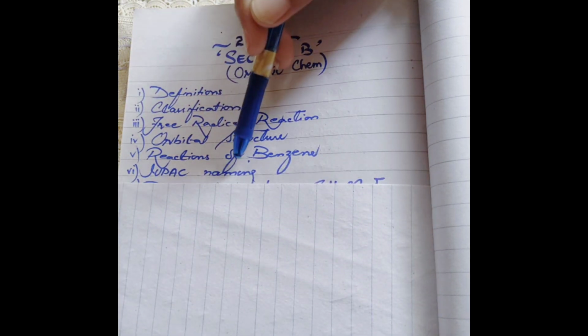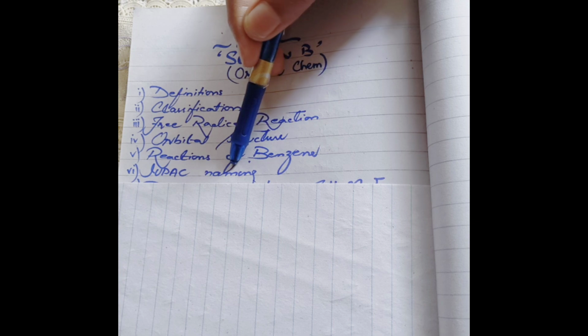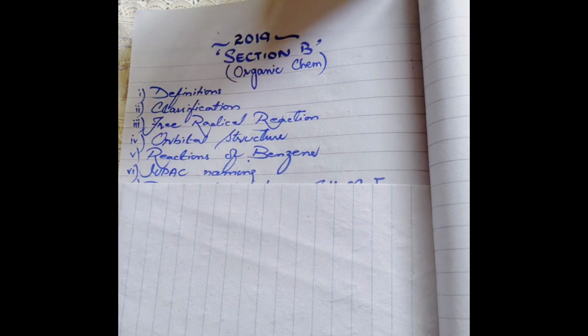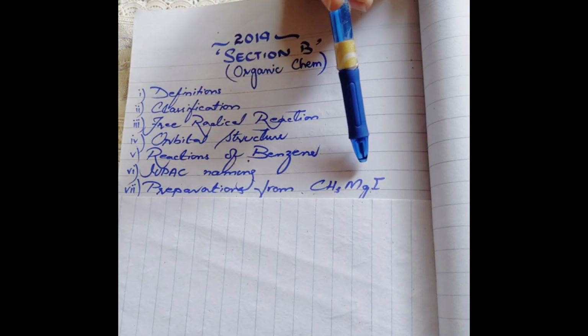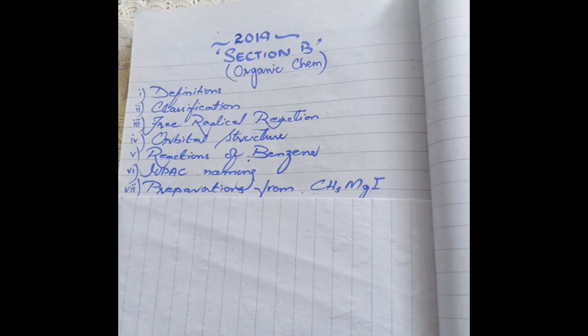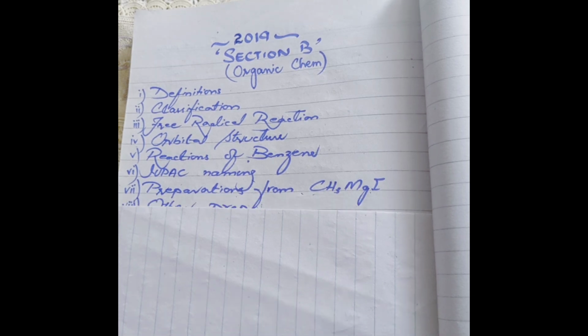Next, we have the IUPAC naming, and this is again so easy. All you need to do is remember a few rules and practice the past year questions, and you'll be good to go. Next, we have the preparation from Grignard reagent. This is something you don't have to worry about, because Grignard reactions are like removing one part of a compound and attaching it to the other part, and so on. You get to prepare a new compound, and they're again very easy.